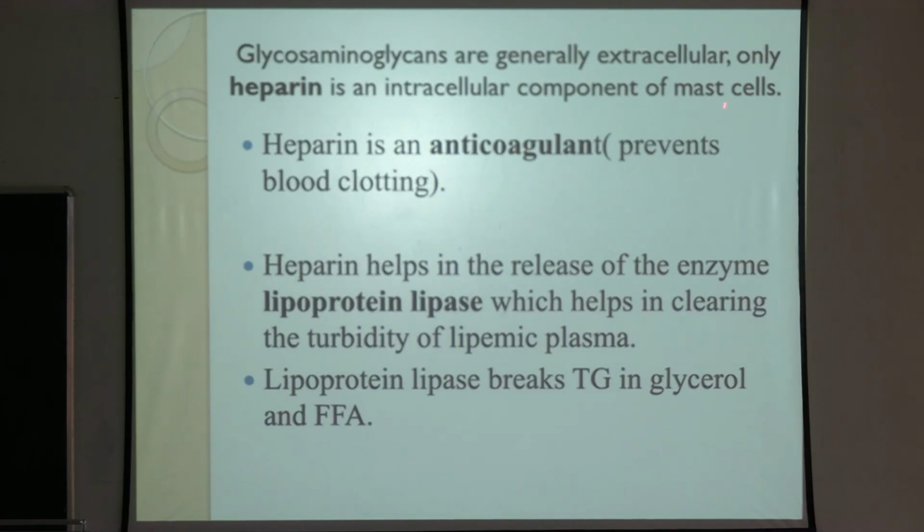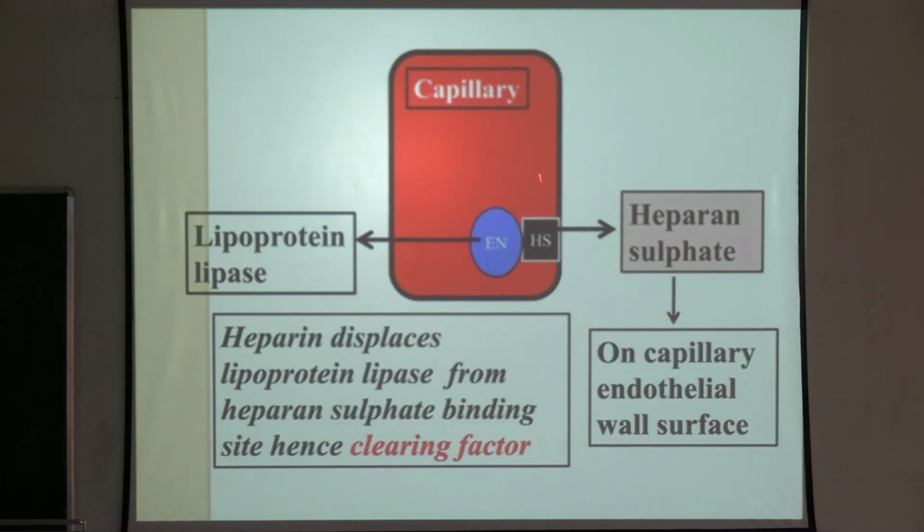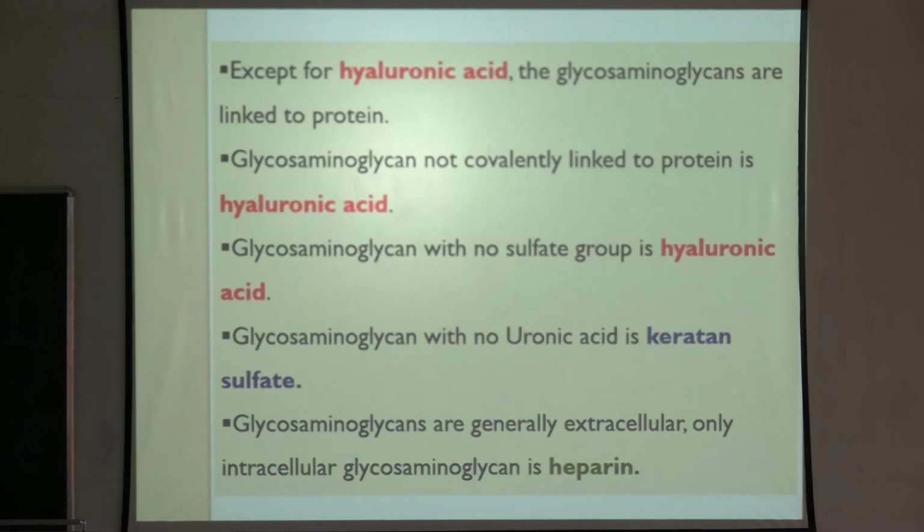They are the component of mast cells and they act as anticoagulant. Heparin also helps in release of the enzyme lipoprotein lipase. Lipoprotein lipase helps in breakdown of triglycerides into glycerol and free fatty acids. So the capillary wall contains the heparan sulfate with lipoprotein lipase. Heparin displaces this lipoprotein lipase, thus it can act on TG, and the heparan sulfate is present on the capillary endothelium. Okay, next. So these are the take home points.